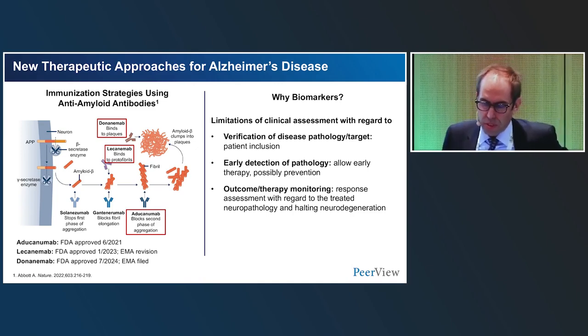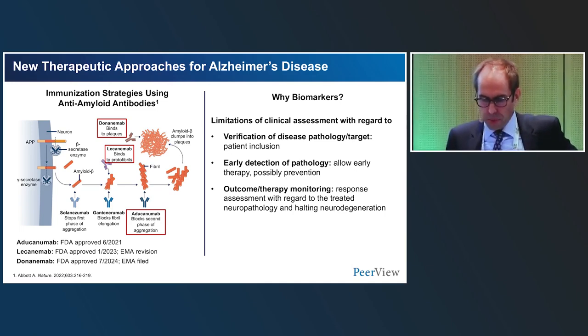So on top of these concepts, new causal therapies have been developed based on antibodies binding to amyloid and removing it from the brain. And you certainly have heard about these drugs that also gained approval. That started with aducanumab that gained FDA approval in 2021. Lecanemab, which gained FDA approval in 2023, is currently in EMA revision in Europe, and donanemab, which also gained FDA approval in July of this year and filed for EMA approval as well.